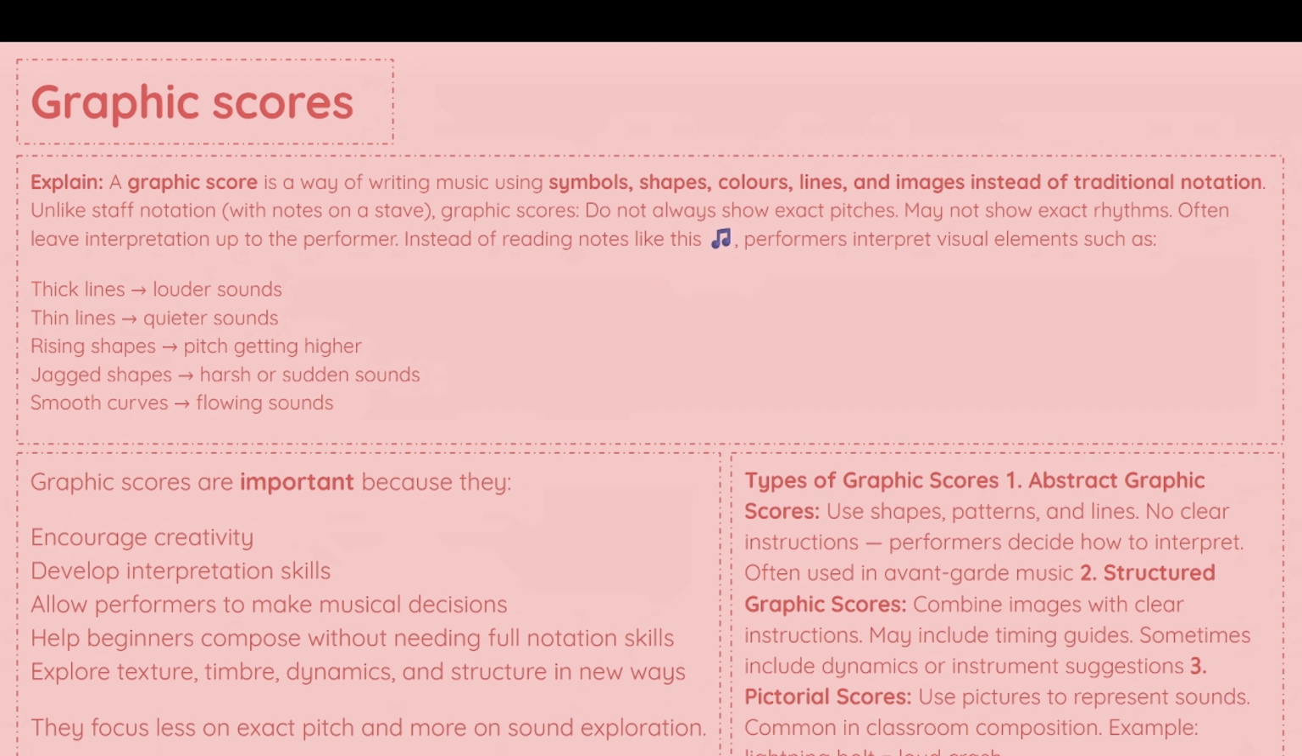A graphic score is a way of writing music using symbols, shapes, colors, lines, and imagery instead of traditional notation. Unlike staff notation, graphic scores do not always show exact pitches, may not show exact rhythms, and often leave interpretation up to the performer. Instead of reading notes, performers interpret visual elements such as thick lines, louder sounds; thin lines, quieter sounds; rising shapes, pitch getting higher; jagged shapes, harsh or sudden sounds; smooth curves, flowing sounds.